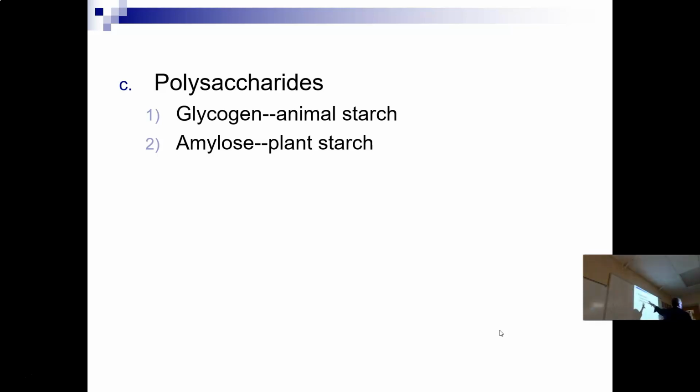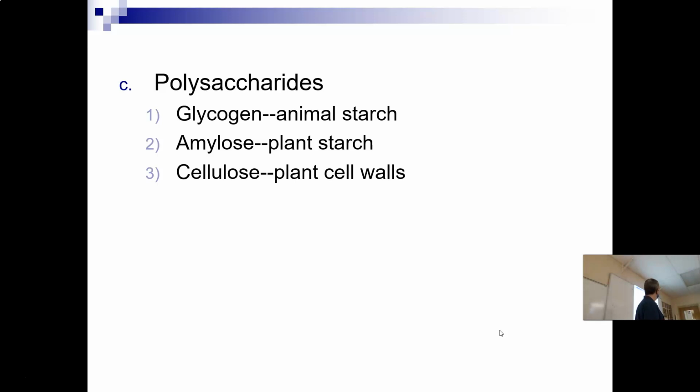So those are interesting, easy to break down into glucose. And then kind of the opposite for the other two, cellulose, which is what makes plant cell walls crunchy, which is why when you eat celery, you spend more calories than you get from it just by chewing it up and digesting it. Mammals are terrible at digesting cellulose. It's really hard to break down.